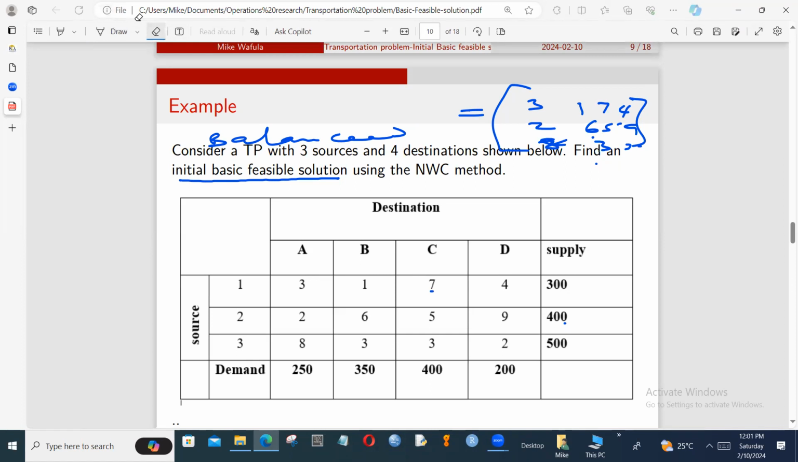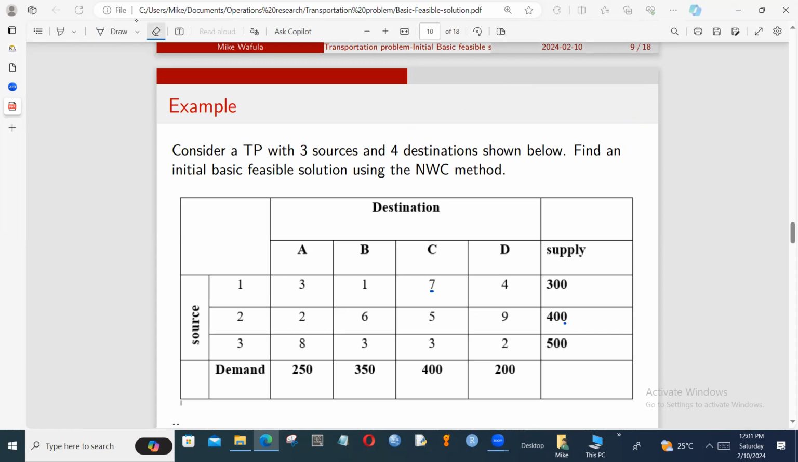But that's not the point for this part of the question. We want to see how many units will go to each destination from source 1, source 2 and source 3, but eventually we want the minimum cost possible. So we begin with the northwest corner method, the procedure I tried to read, which maybe doesn't make a lot of sense. Northwest corner means that we look at the cell on the northwestern part of the table.